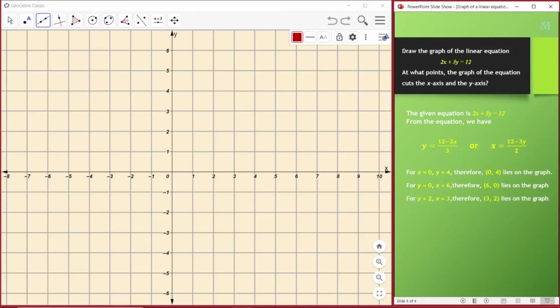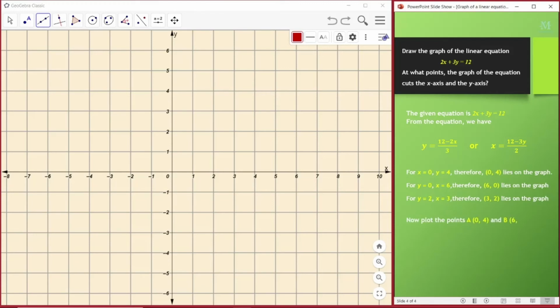Another point we have is y is equal to 2 and x is equal to 3. When you put y is equal to 2 over here, you get x is equal to 3. So 3, 2. See, x is equal to 3 है तो 3 and y is equal to 2 है तो 2, क्योंकि पहले हम x coordinate लिखते हैं फिर y coordinate लिखते हैं. तो this point is 3, 2. This also lies on the graph.